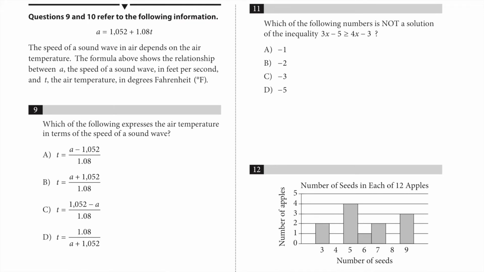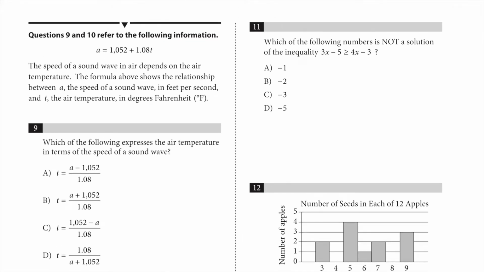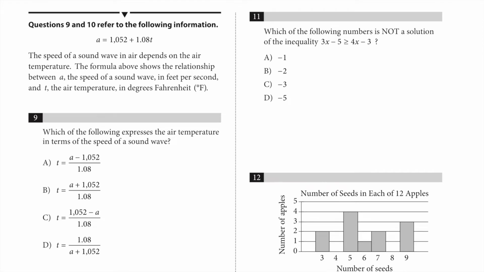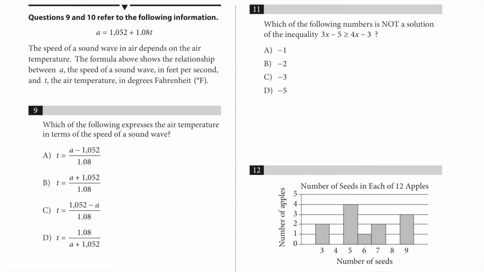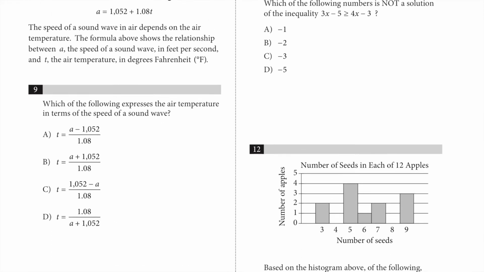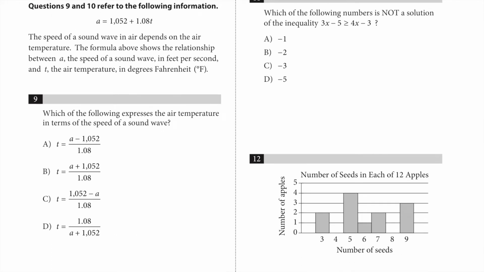So both questions 9 and 10 will refer to A equals 1052 plus 1.08t. The speed of a sound wave in air depends on the air temperature. The formula above shows the relationship between A, the speed of a sound wave in feet per second, and t, the air temperature, in degrees Fahrenheit. Which of the following expresses the air temperature in terms of the speed of a sound wave?